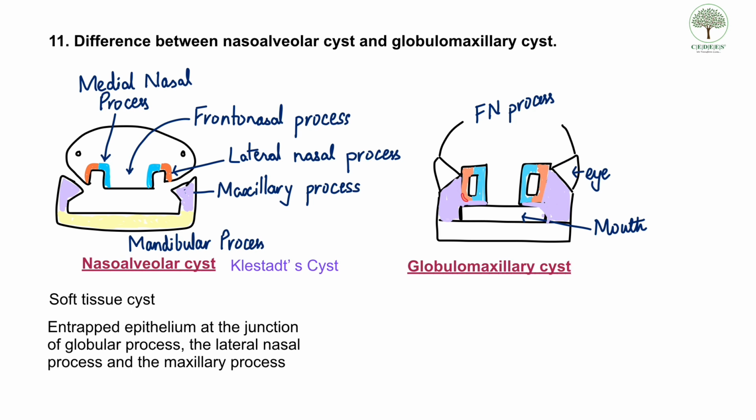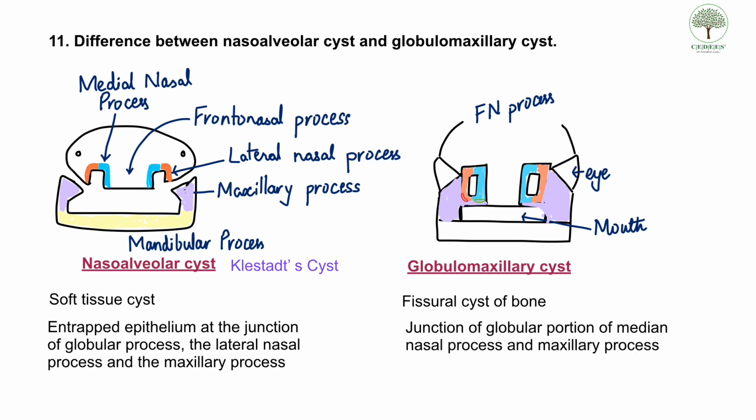Now, your globulomaxillary cyst, it's a bone cyst, and it is thought to be formed due to failure of fusion of median nasal process and your maxillary process out here, and it's usually seen as a pear-shaped radiolucency between your lateral incisor and canine. However, latest reviews suggest that globulomaxillary cyst may not be an embryonic cyst. It may be an odontogenic cyst, maybe an LPC. So there's a slight dichotomy about globulomaxillary cyst in recent years.